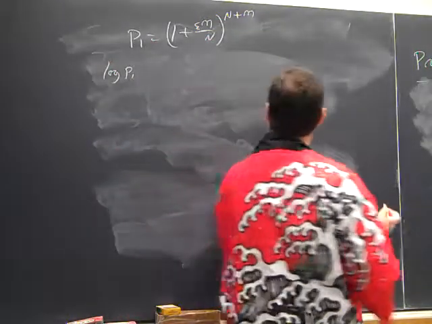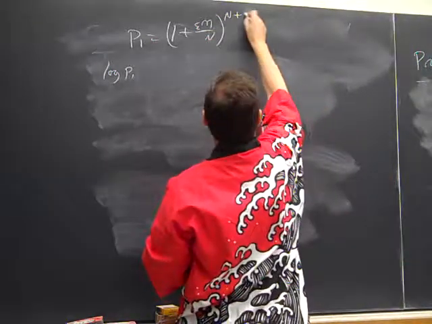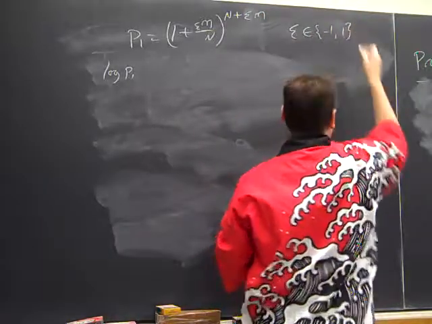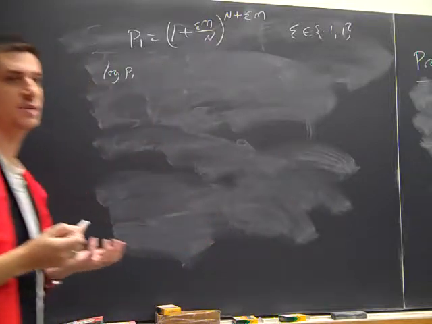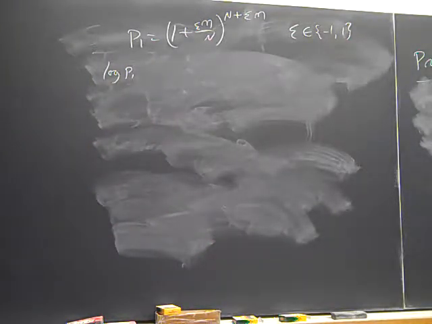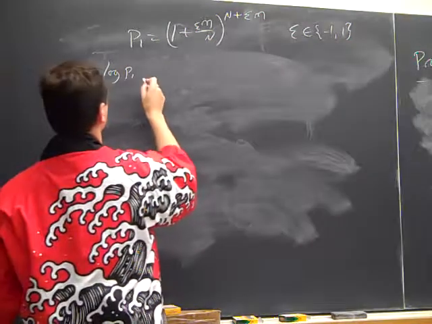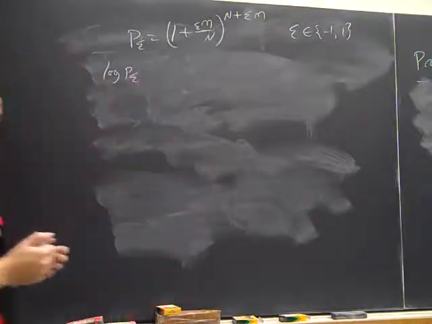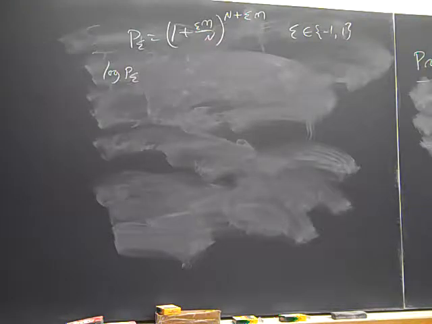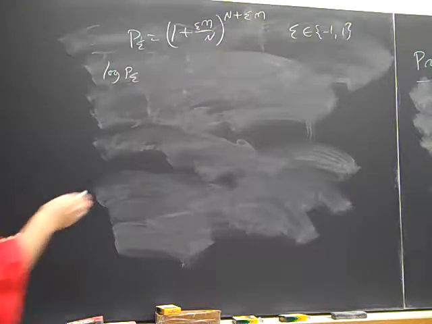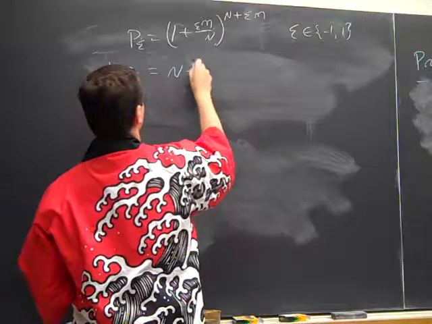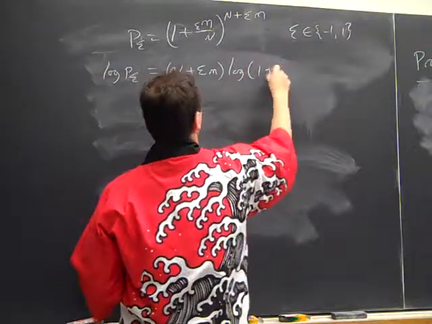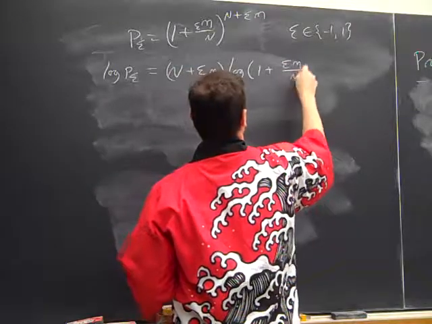So we need to change this over here to epsilon m. Epsilon is minus 1, 1. And this way we can do the two different algebra things at the same time. Now the log of p1, instead of calling it p1, let's call it p epsilon. Notation is really good. This way we can minimize how much algebra we're doing. This is going to be n plus epsilon m, the log of 1 plus epsilon m over n.